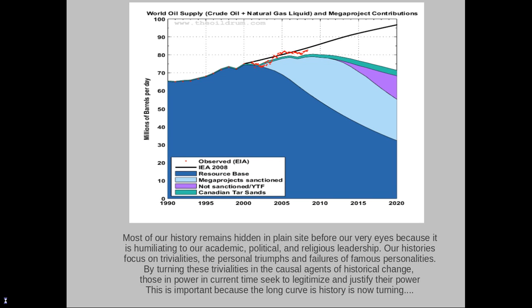Much of our history remains hidden in plain sight before our very eyes because it is humiliating to our academic, political, and religious leadership. Our histories focus on trivialities, the personal triumphs and failures of famous personalities. By turning these trivialities into causal agents of historical change, those in power in the current time seek to legitimize and justify their power. This is important because the long curve of history is now turning. So we focus on all these political leaders, all of their trials and travails, while ignoring the basic economic international context of how democracy has developed, the ecological and economic roots of it, how democracy has developed as empires have developed.